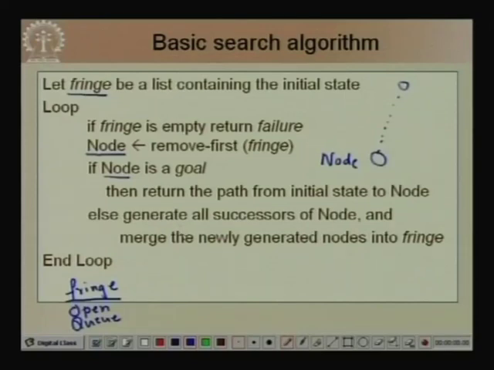Otherwise, it will generate all successors of node and incorporate those successors of node into fringe. The algorithm will put the newly generated successors into fringe. How these new nodes will be placed in fringe will depend on a particular algorithm.